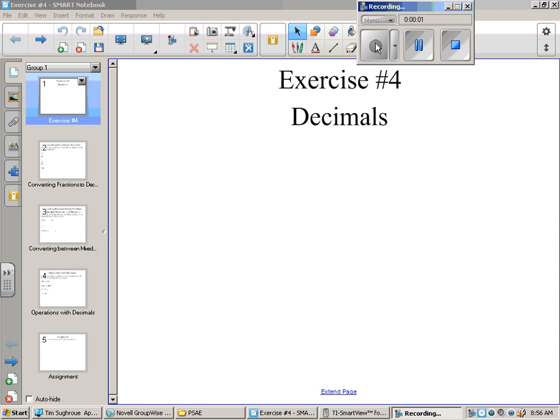Exercise number 4 is on decimals. There'll be quite a bit of material here that's going to be on the calculator, so make sure you have your calculator out. I'll show you the one that we have.